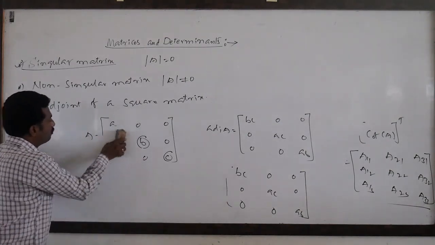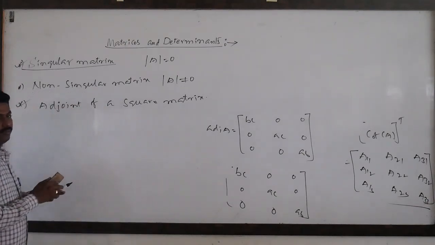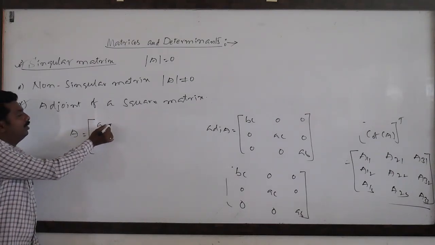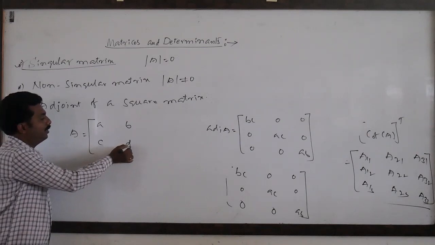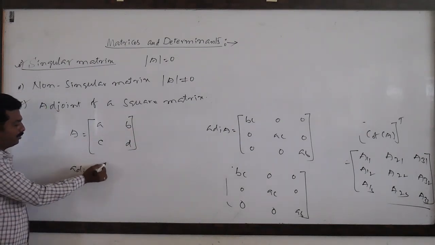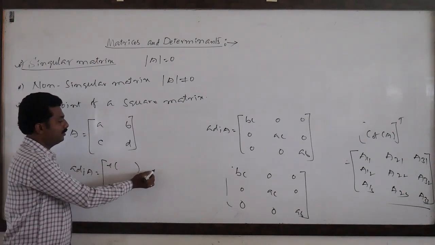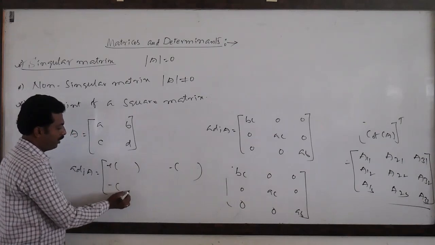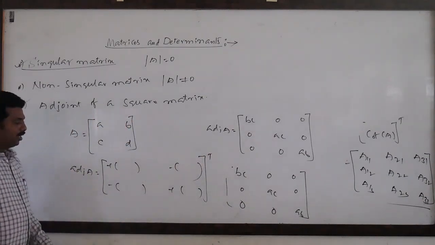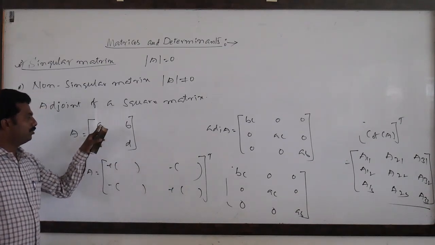Suppose a 2 by 2 square matrix is given. How to calculate the adjoint of A? Suppose A equal to A, B, C, D. So how to write adjoint of A? Very clear. This is plus, minus, minus, plus, and then its transpose. While you are writing cofactors, this is the procedure: plus, minus, minus, plus.